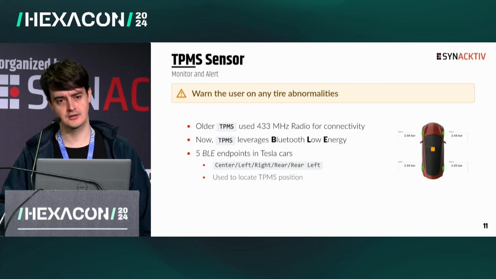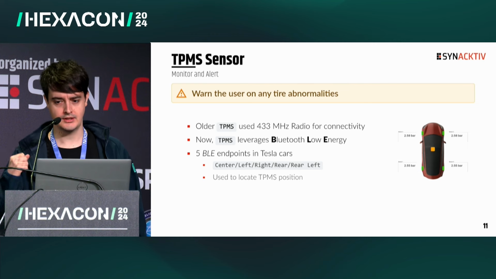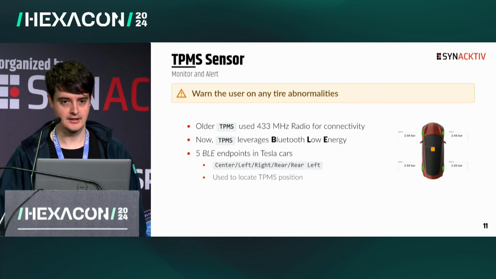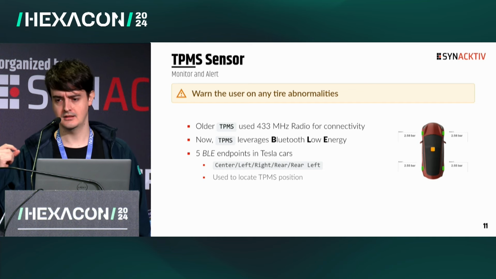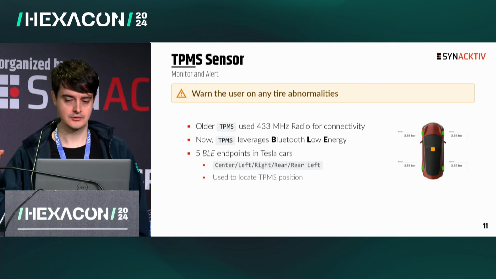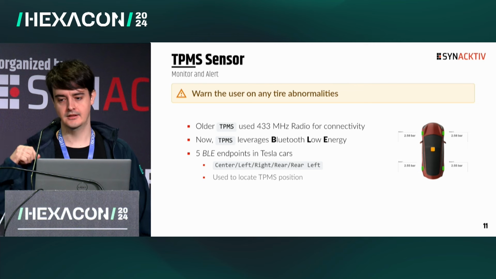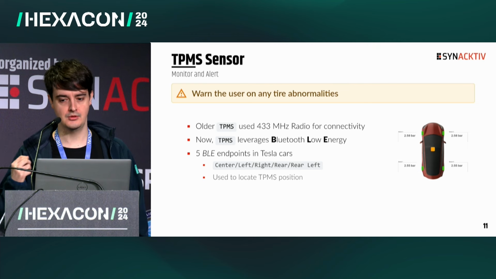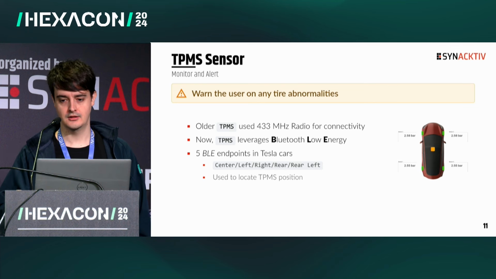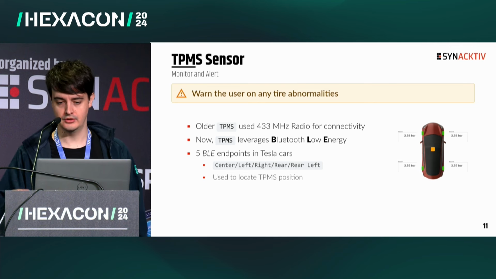To do that, in the past, Tesla used radio frequency so the TPMS could talk to the car, and for the past 5 years, it leveraged Bluetooth Low Energy, so BLE, to talk to the car. And as we have said before, there are multiple endpoints in the Tesla car, and they are used to locate the TPMS position, to know on which wheel it was.